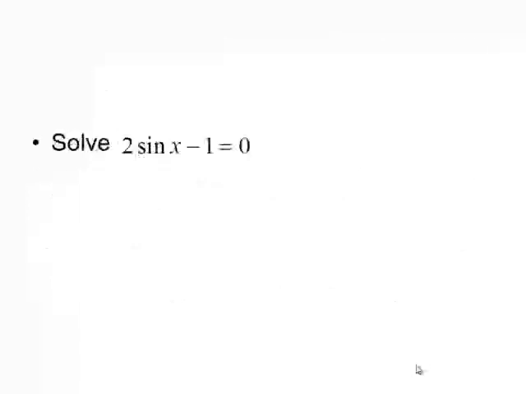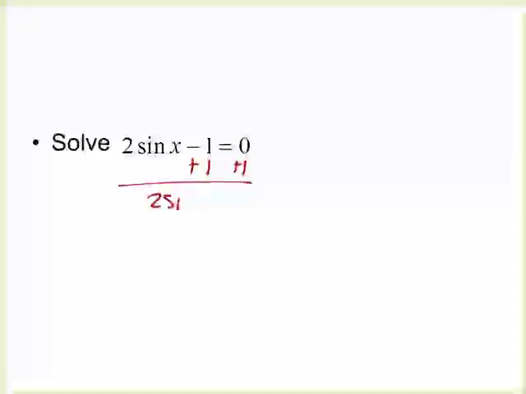So, first step is to get the trig part alone. So what do I do first to do that? Add 1 to both sides. And then? Divide by 2 on both sides. So that is your first step to every problem. Get the trig part alone.